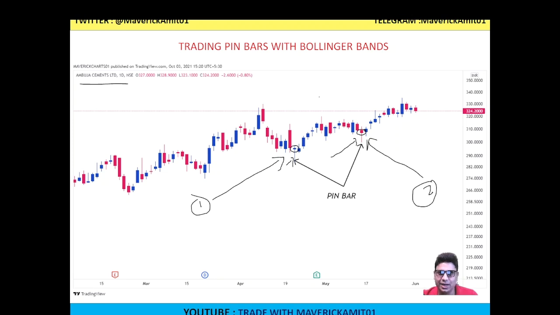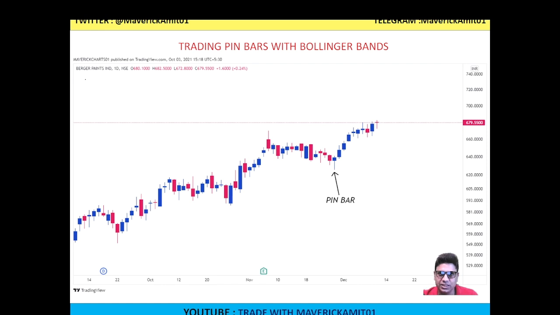Now let us identify pin bars on another chart which I have marked for you. This is a chart of Berger Paints. You can see a pin bar was formed here. So how do we identify the pin bar? The real body is small. The color of the body does not matter, and in comparison to the real body, we have a long tail. So friends, as you can see, it is fairly easy to identify a pin bar pattern.